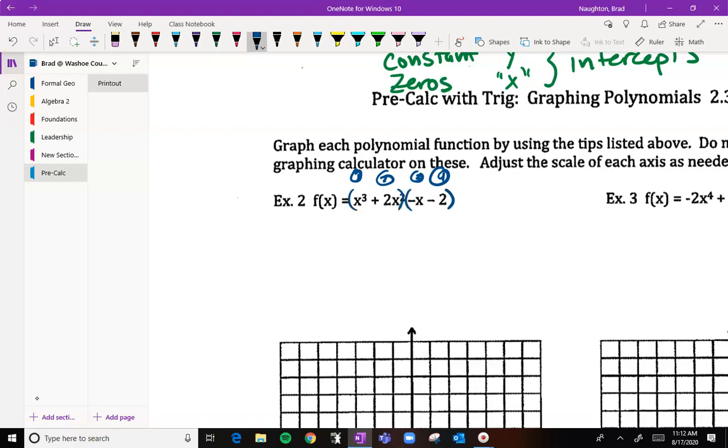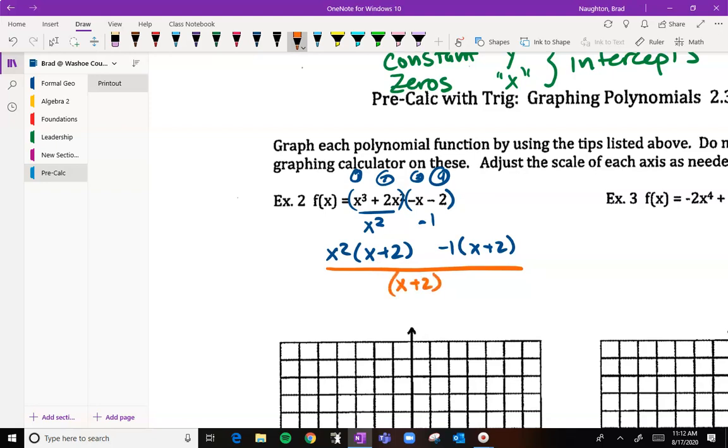Group the first 2, second 2. This has an x squared in common. That's got a -1 in common because they're both negative. So this is x squared, x plus 2, -1, x plus 2. Then we're going to say that they have an x plus 2 in common. So this becomes x squared minus 1, x plus 2.